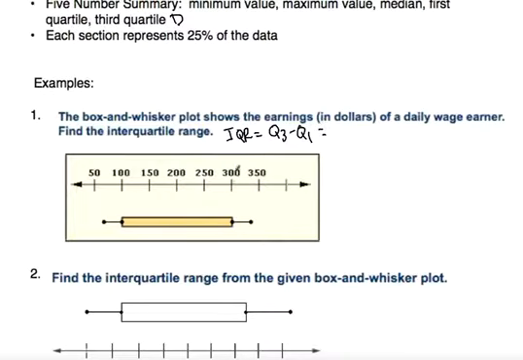So what you're going to do is find Q3, which is the top of the box on the right, which is 300, and subtract Q1, which is the bottom of the box on the left, and that would be 100. So 300 minus 100 is 200. The interquartile range, or the IQR, is 200.